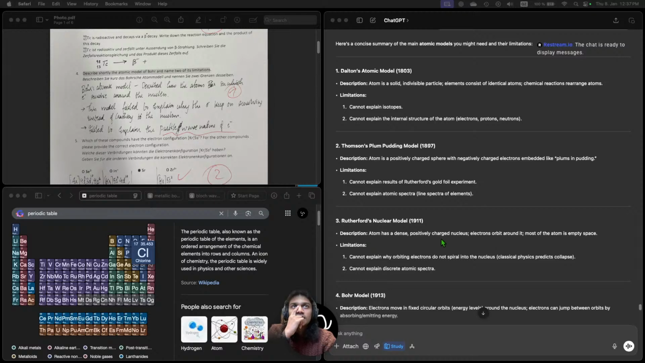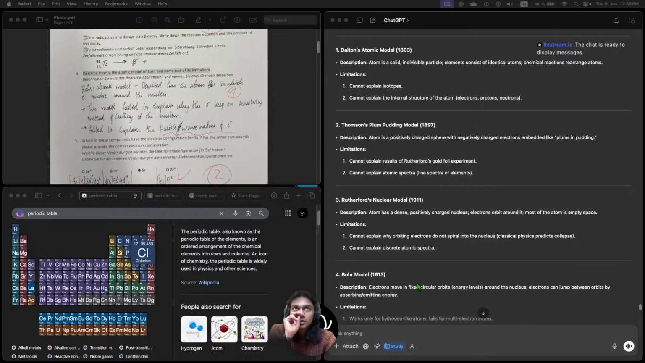Rutherford atom has a dense positively charged nucleus, electrons orbit around it, most of the atom is empty space. Cannot explain why orbiting electrons do not spiral into the nucleus. Classical physics predicts collapse. Cannot explain discrete atomic spectra.